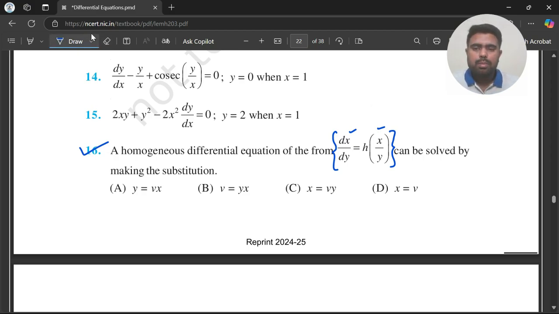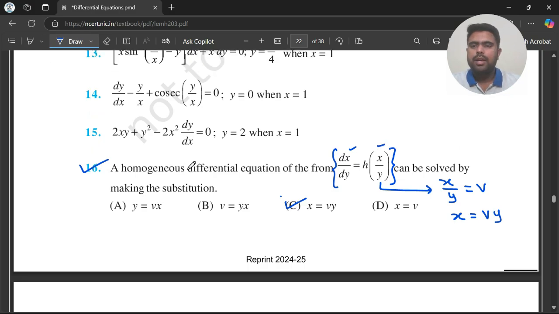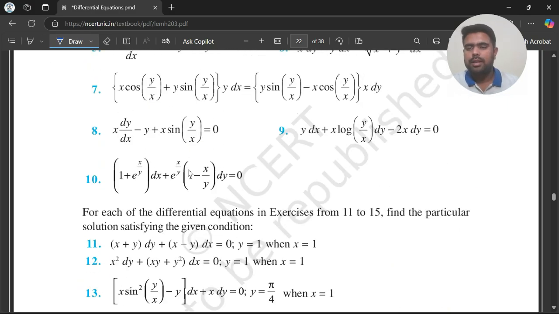Now we will just see what they have asked us. The homogeneous differential equation of the form can be solved by making the substitution. Of course, as I said, x by y equal to v in this case. So x will be equal to what? Vy or yv. What is the answer then? The answer is equal to c. There is one more such question in the exercise, if I rightly remember. I think it is question number 10. Yes, so in this case also you will have to put x by y equal to v.